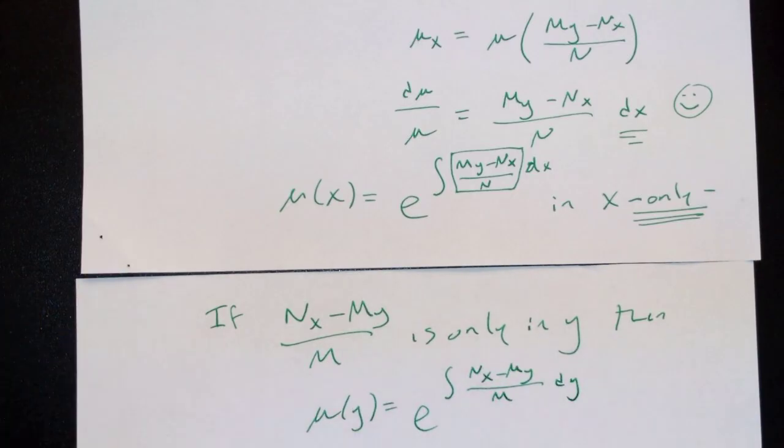So there are two different integrating factors, depending on whether or not I can cancel out things in my partial derivatives to get one variable and one variable only. This looks insane.